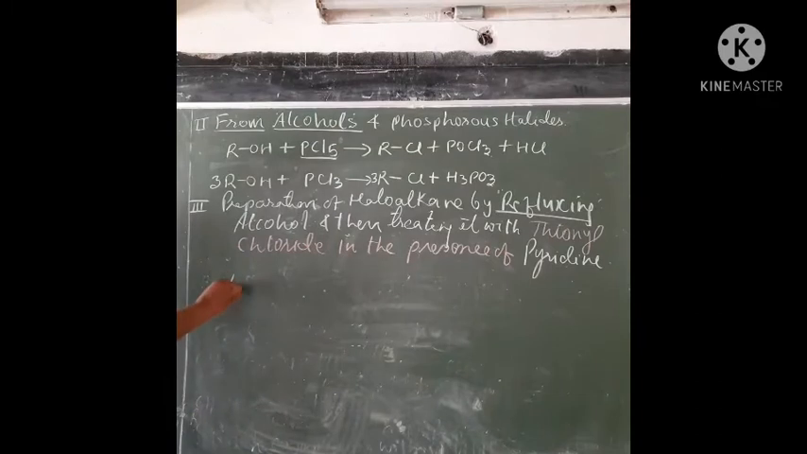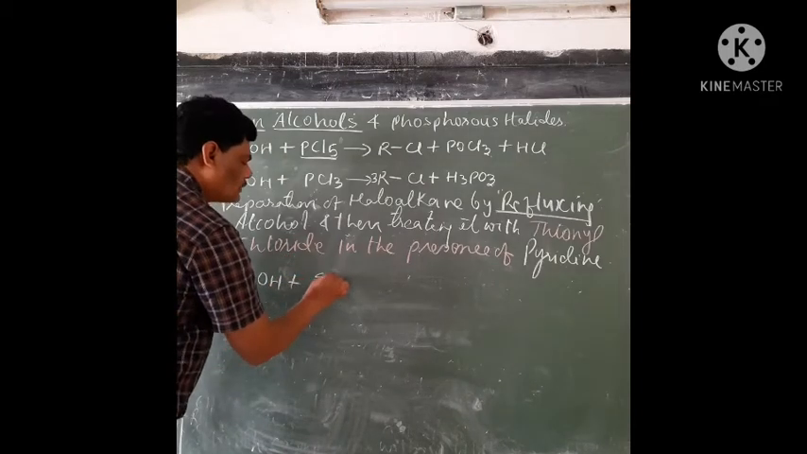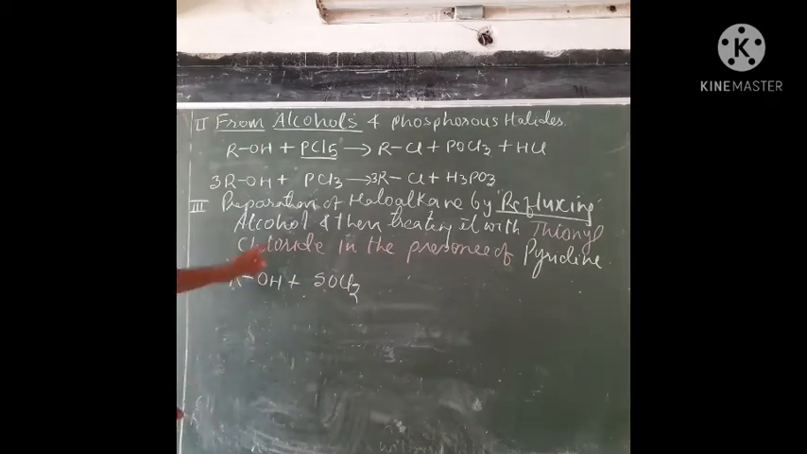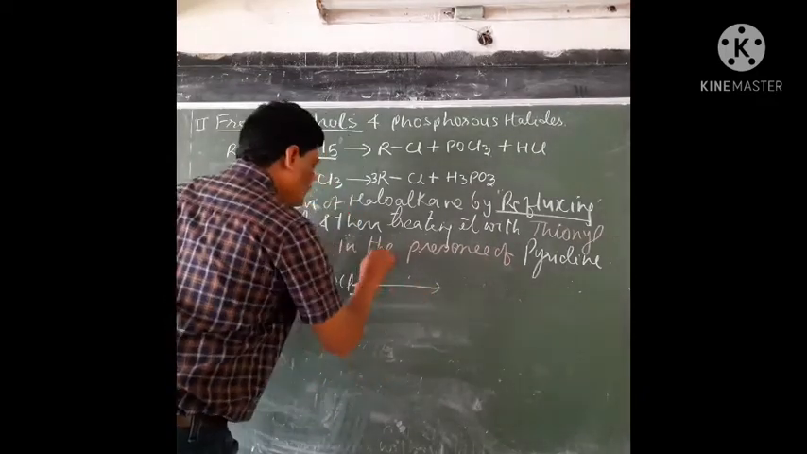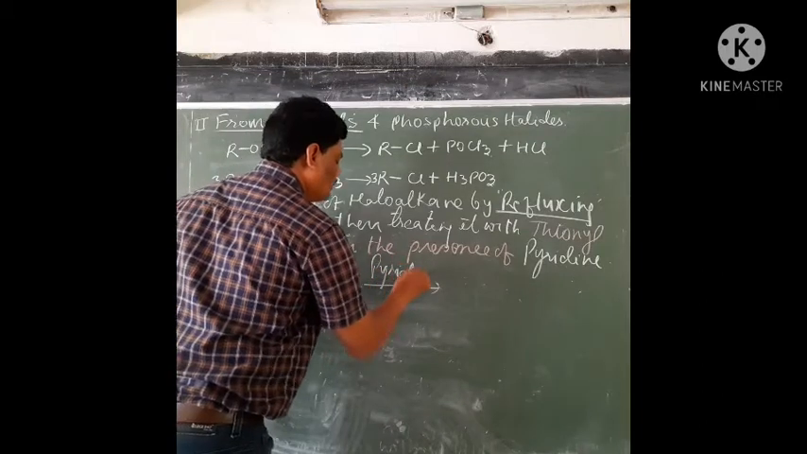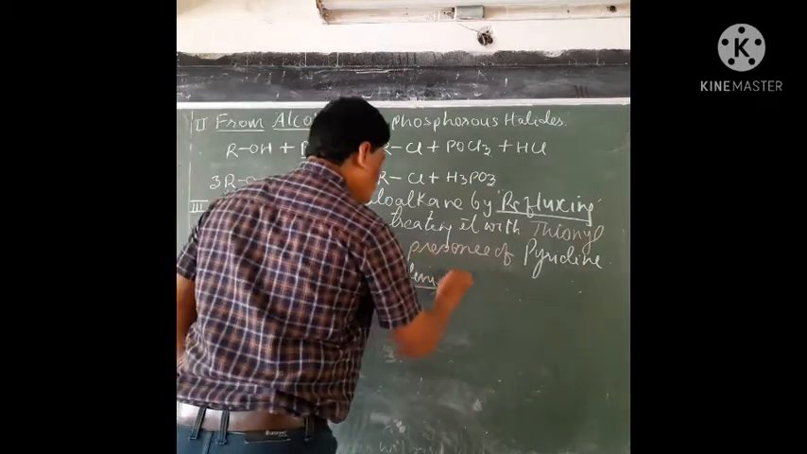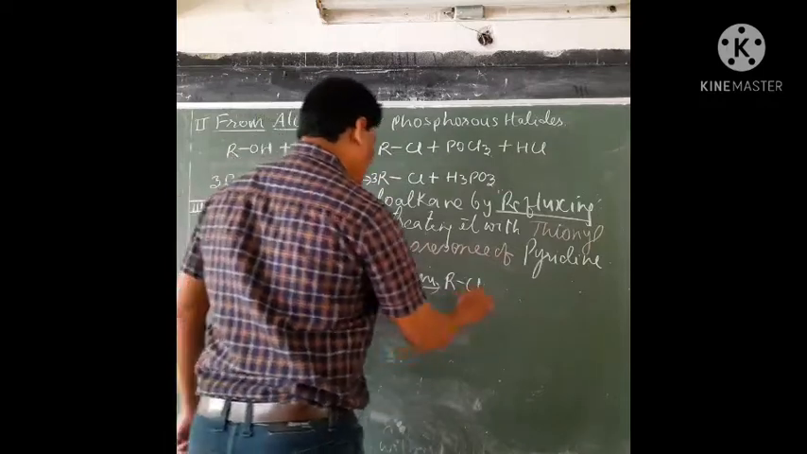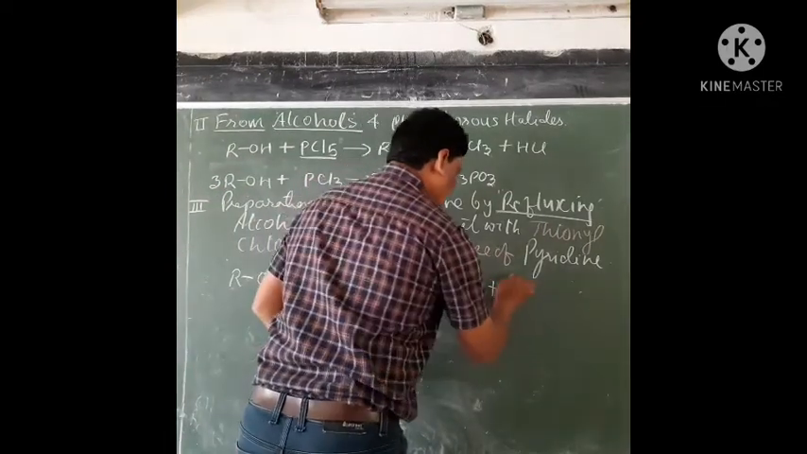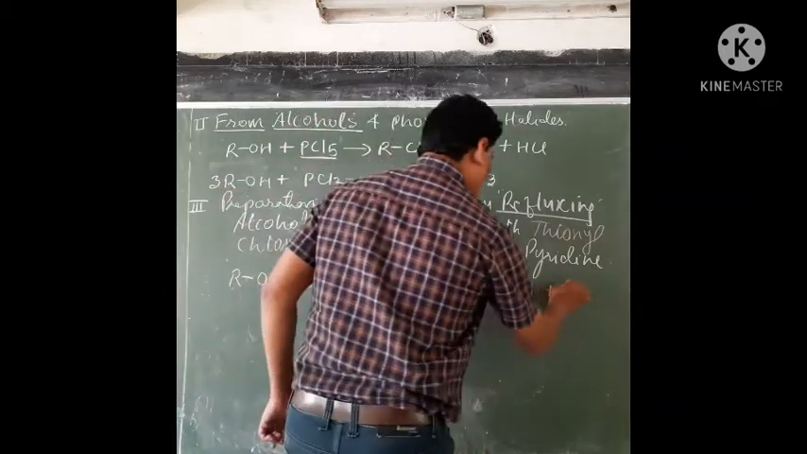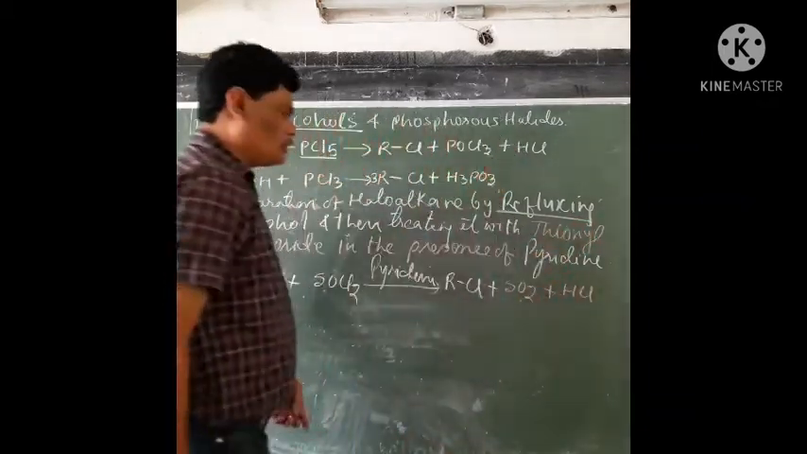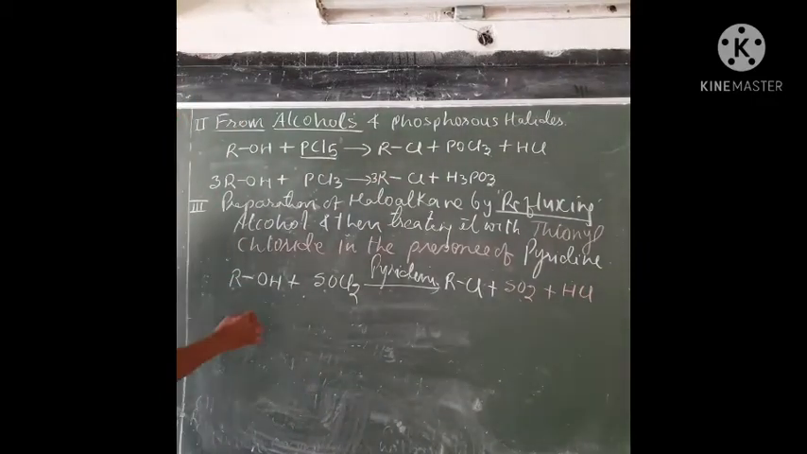Now, how does the reaction take place? ROH reacts with thionyl chloride, that is SOCl2. This compound is known as thionyl chloride, in the presence of pyridine. It forms RCl plus SO2 plus HCl.